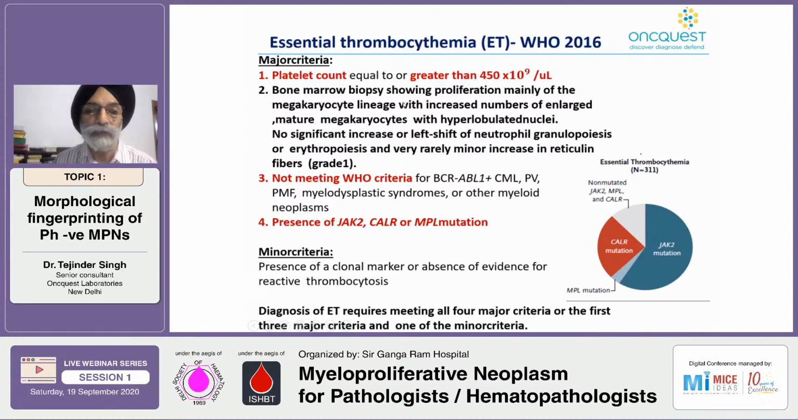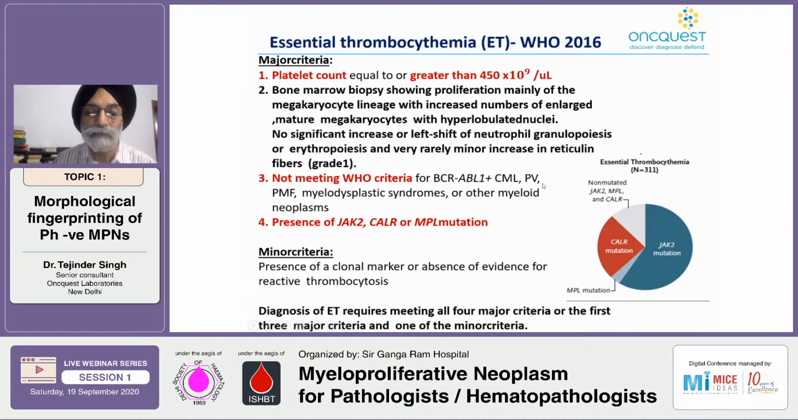Bone marrow biopsy. Earlier, bone marrow biopsy was not given as much importance, but now we know that WHO has given importance to both bone marrow aspirate and bone marrow biopsy. So what we find here, there is mainly a proliferation of the megakaryocytic lineage. That means the myeloid and the erythroid series are by and large normal. And there are mature megakaryocytes, which are enlarged, giant megakaryocytes, and hyperlobulated nuclei. And the rest of the things are normal.